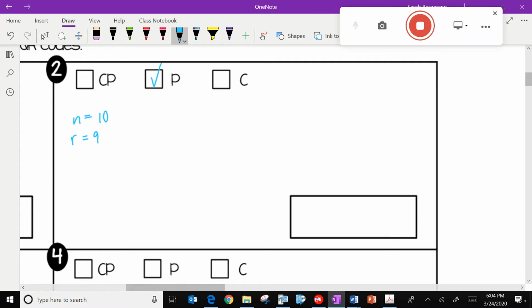So this one should be 10P9, which gives you 3,628,800 different lineups for the batting order.